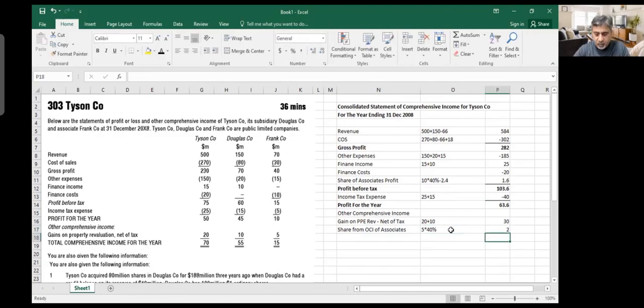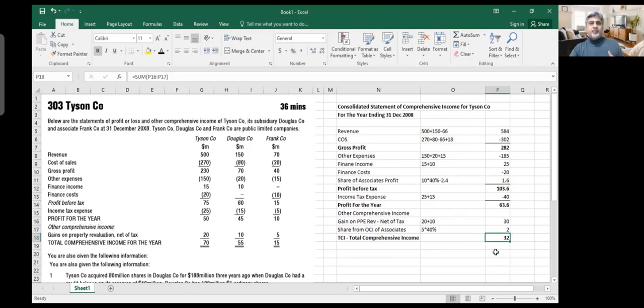So if I see, my total comprehensive income here is 32 million. This is now called TCI, total comprehensive income. So two things are here. 63.6 million is your profit. Operating profit was 103 million. Profit after tax was 63 million. Then other comprehensive income of Douglas and Tyson, parent and subsidiary, and the parent's share in associate, 2 million. Total comprehensive income is 32.